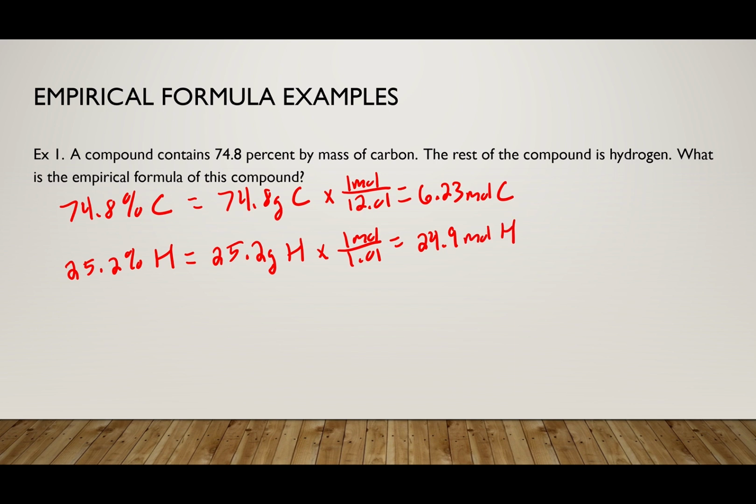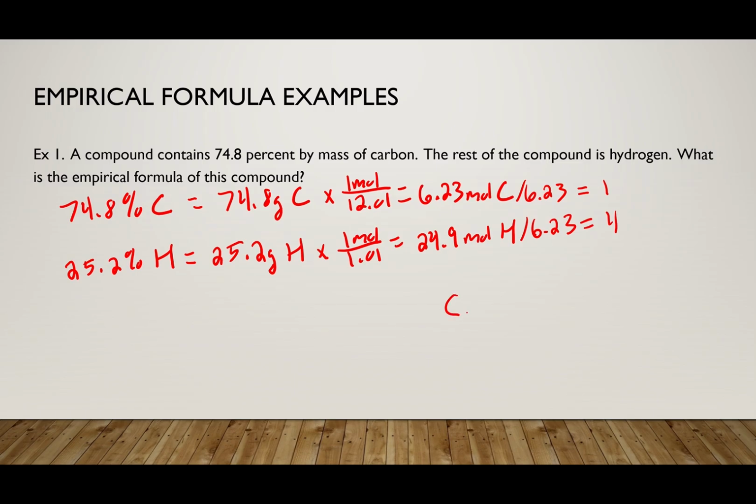Now that we have moles of each element, to ensure the smallest whole number ratio being 1 to 1, we will take the smallest number between these two, which is 6.23, and we'll divide them both by 6.23. Here is where we either want to approximate to a whole number, or get down to something that we can then scale up to a whole number. So in this case, this becomes 1, and this becomes approximately 4. So what this tells us is the ratio of carbon to hydrogen is 1 to 4.